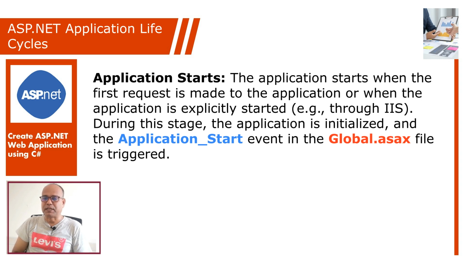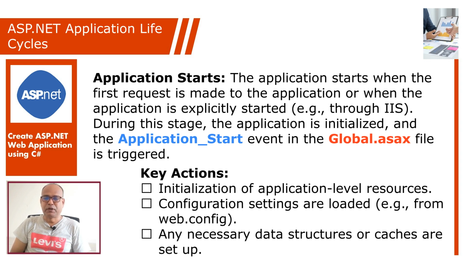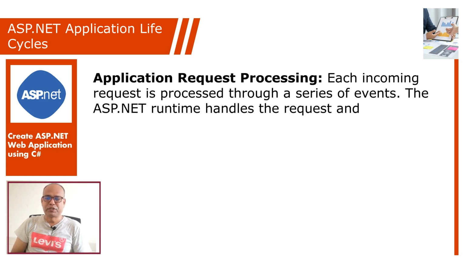During this stage, the application is initialized and the Application_Start event in the global.asax file is triggered. Key actions: initialization of application level resources. Configuration settings are loaded, for example from web.config. Any necessary data structures or caches are set up. Application request processing.